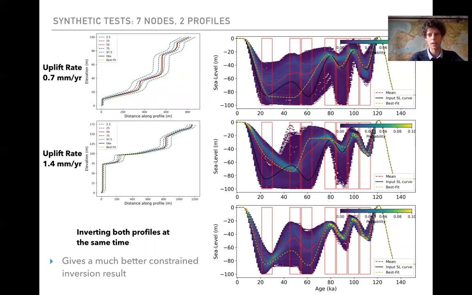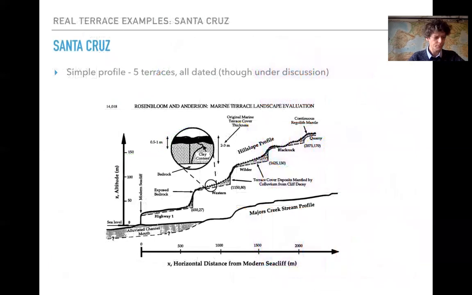So that sort of teaches the lesson that the more profiles you try to invert at the same time, the more unique your solution is going to be in terms of past sea level. So we started applying this to real terraces.